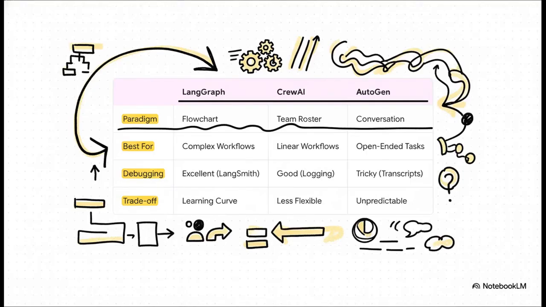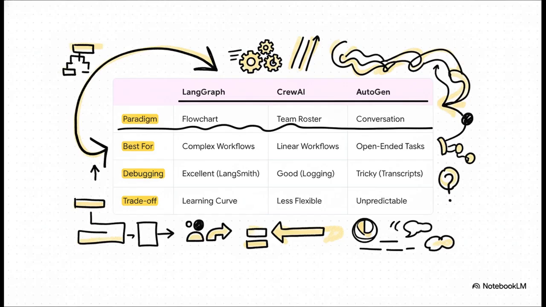Okay, this table is basically your cheat sheet. It puts everything we've just discussed in one spot. See, your mental model, the paradigm, is the first big filter. If what you drew is a flowchart, you need the control of LangGraph. If it's a team roster, you want the speed and readability of CrewAI. And if it's a messy conversation, you need the flexibility of AutoGen.